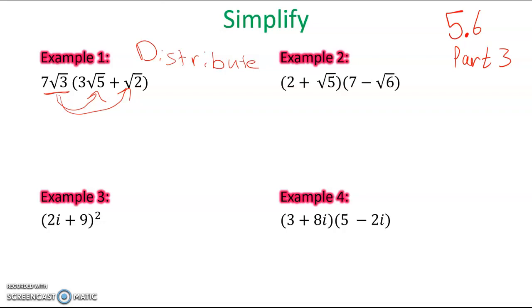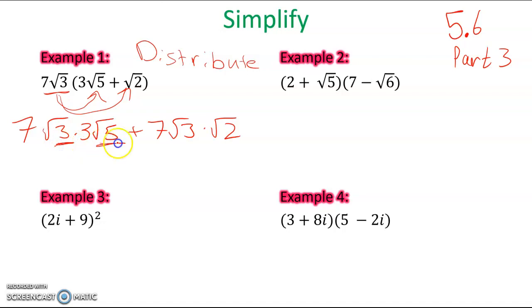So we're going to get 7. I'm just going to write them out here. 7 root 3 times 3 root 5 plus, again, 7 root 3 times root 2. All right, and then from there we multiply them together. Now when we multiply these together, we do multiply the two numbers inside with the numbers outside as well. There's a big difference. When we're multiplying, we can combine these, but when we're adding them, we can't combine them. All right. So we go ahead and do that.